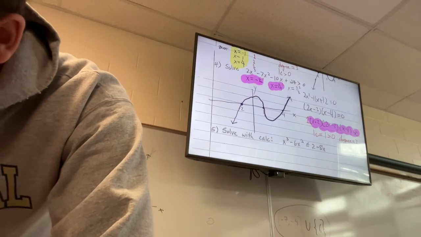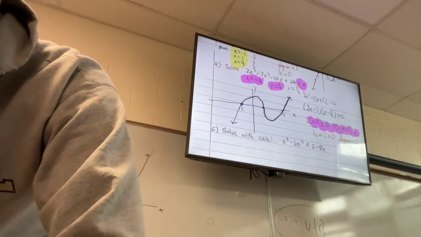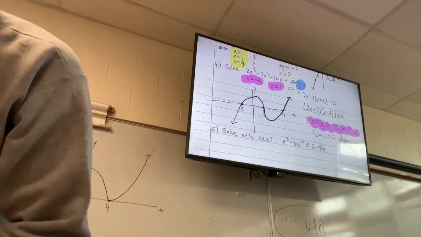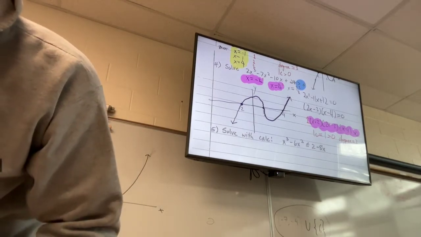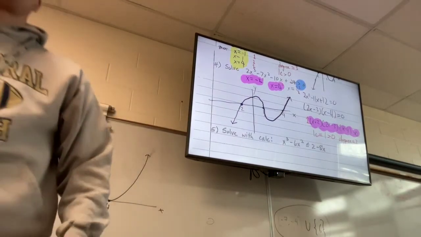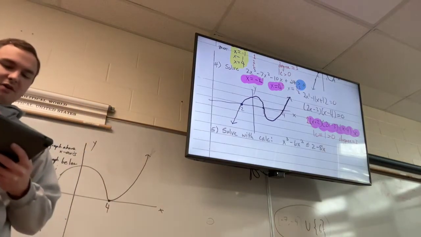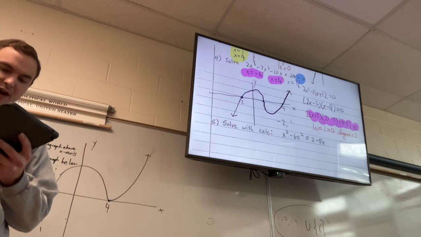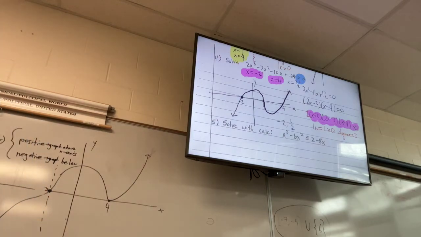Don't forget, it's not a bad idea to highlight what you want. We want everywhere the graph is where? Greater than 0, right, above the x-axis. That's going to be negative 2 to 3 halves. Do I get parentheses or brackets here, and why? Parentheses, because it's not on 0. It's just greater than 0.